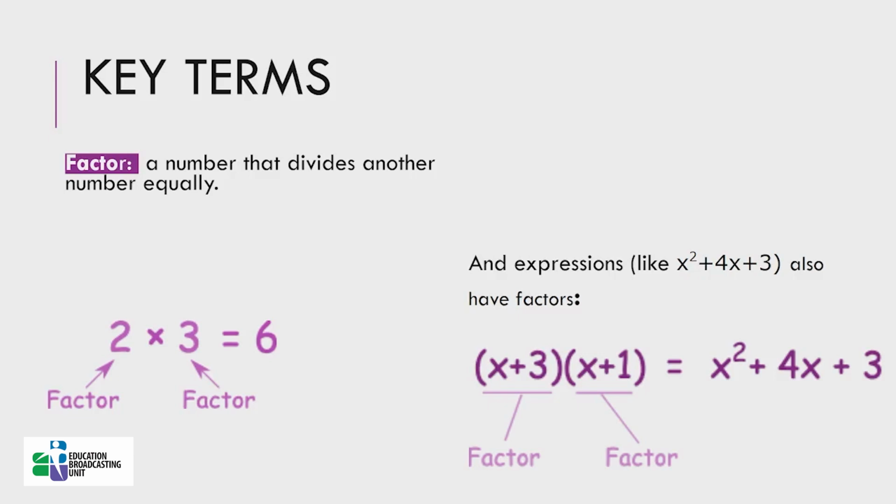And expressions like x squared plus 4x plus 3 also have factors. Our first factor is x plus 3, and our next factor is x plus 1. When we multiply those factors, those terms, we will end up with x squared plus 4x plus 3.